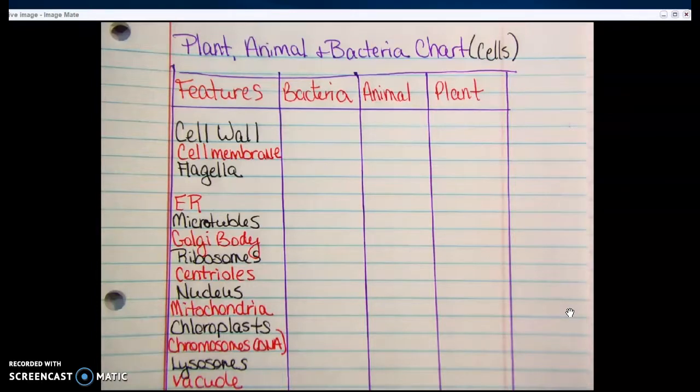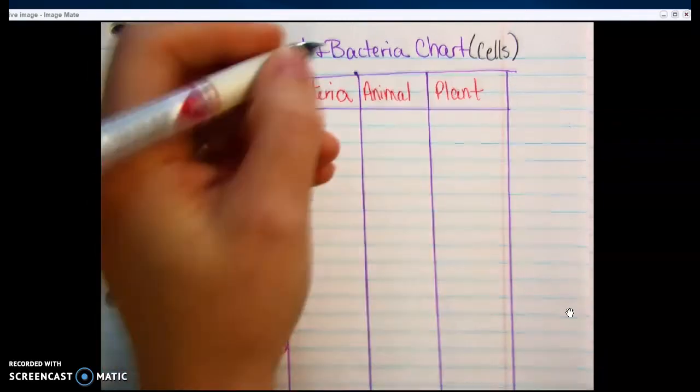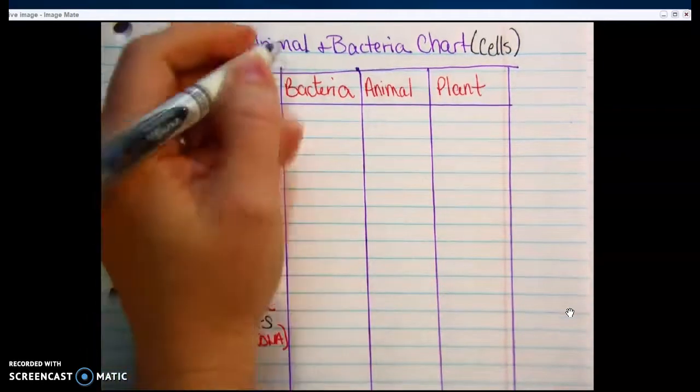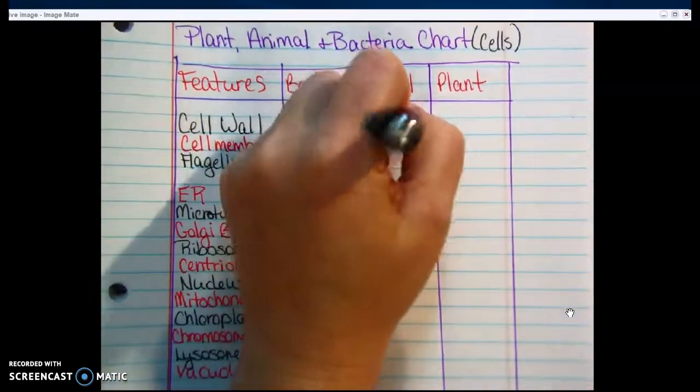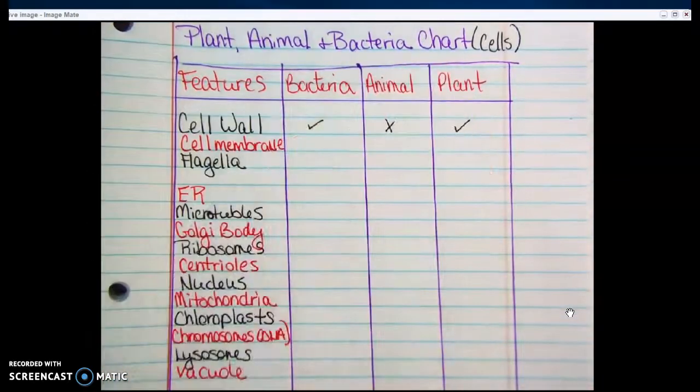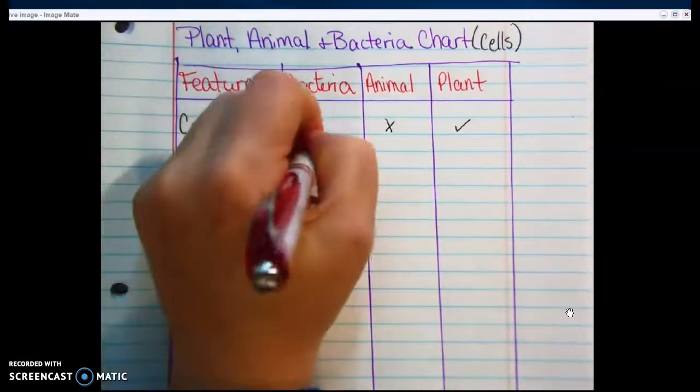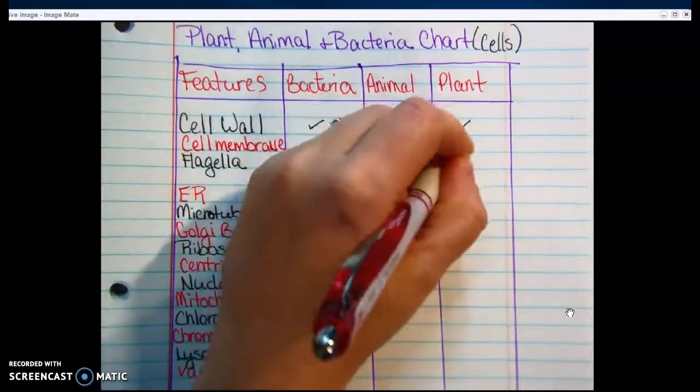So what we did is we went through each individual component of a bacteria, animal, or plant cell, and we checked off or put an X on things that one or the other does not have. So we went through and we said the cell wall. Bacteria do have a cell wall, not always, but do. So we put a check mark. Animals do not have a cell wall, and plants do. Okay? A cell membrane. All have a cell membrane.